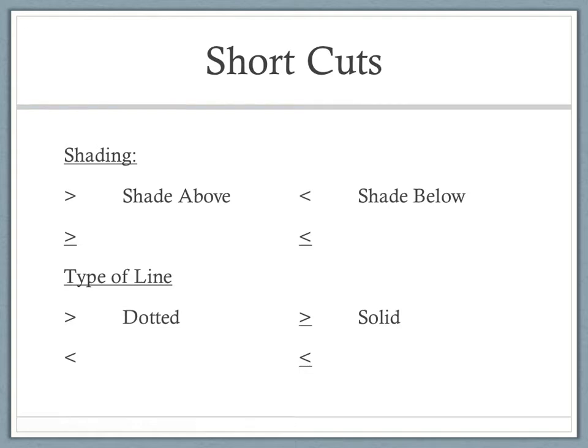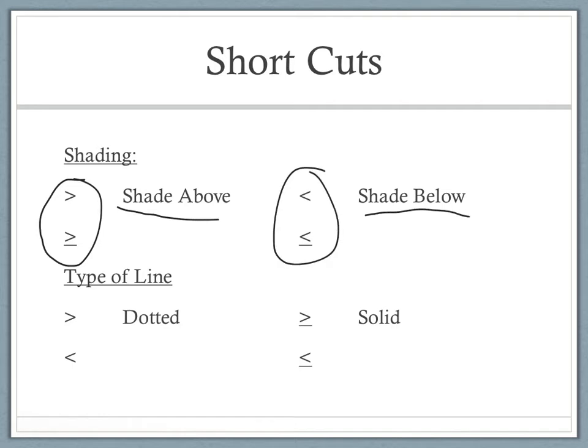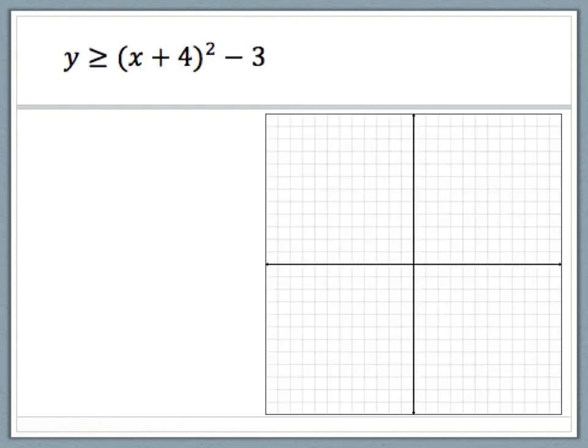So remember for shading, if it's a greater than sign, it's going to shade above. Okay, and if it's a less than sign, we're going to shade below. Now for our line type, remember if it's a greater than or less than, it's going to be a dotted line. If it's greater than or equal to or less than or equal to, it's going to be a solid line. So let's go ahead and take a look at this example.